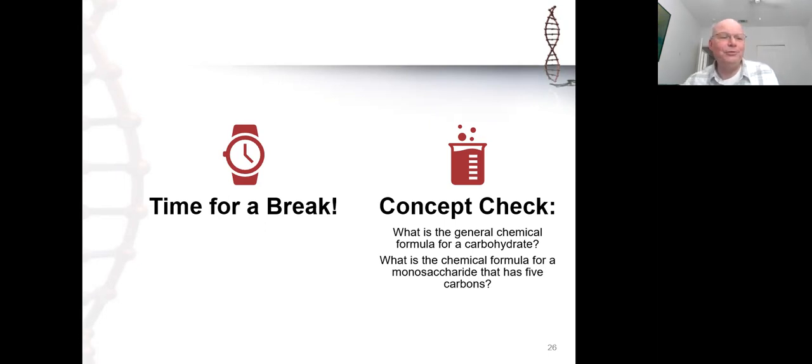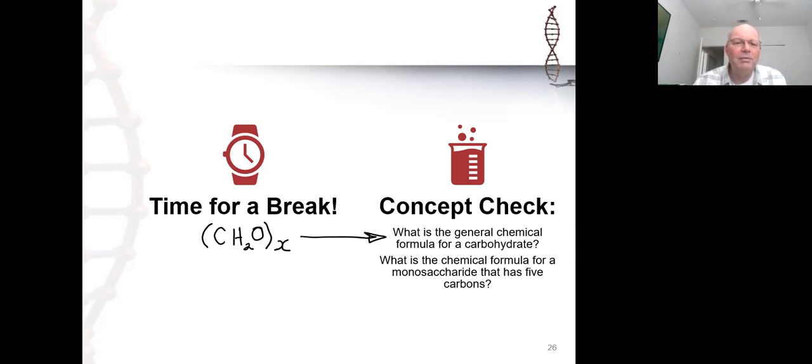So if you stepped away for a moment, welcome back. If you are still here and puzzled by these questions, let's take a look. So what is the general formula for a carbohydrate? Carbohydrate, water, and that basically tells us what the general formula is. So the general formula is CH2O X. So any carbohydrate can be written as some multiple of CH2O.